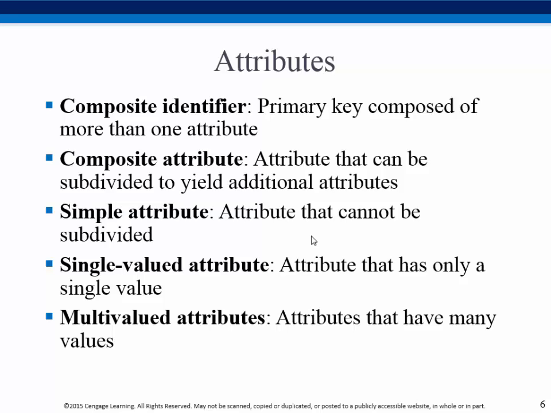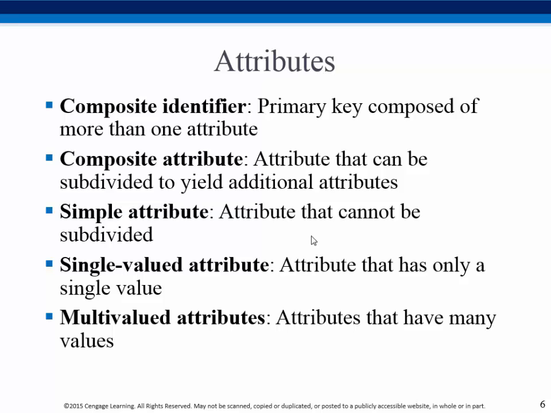Alright, a composite identifier is a primary key composed of more than one attribute. For instance, in the tiny college example we've been using, the database administrator may decide to identify each class entity instance by using a composite key of the course code and class section instead of using just a class code in general.